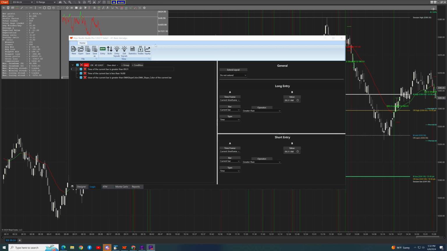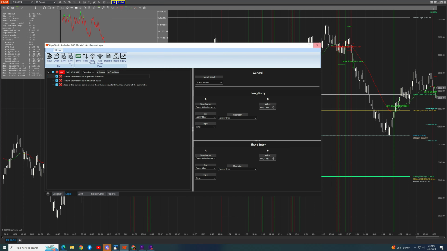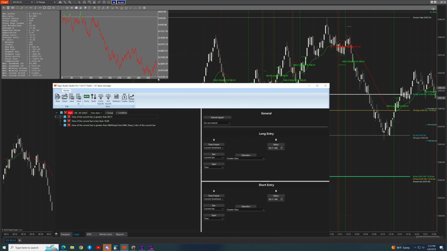All right, let's pick up where we left off here. We have our basic algo that we've designed here. We've got our time parameters, and the one condition we've added to this is the 21 EMA, and we're looking at above or below for our trade conditions. Well, as we saw in the last video, that by itself, not a great result.